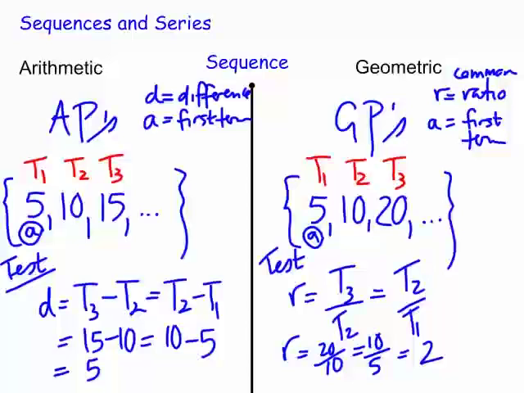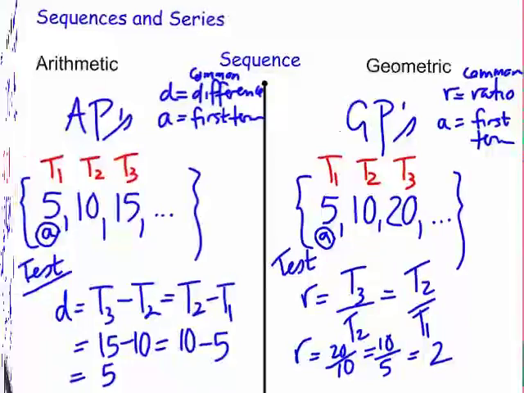Okay, this is a sort of a common difference. So we now looked at these two. We actually know that the 5, 10, 15 is an arithmetic one, and the 5, 10, 20 is a geometric one because it has a common ratio as opposed to a common difference. So let's actually look at some general terms and how we sum these as well.